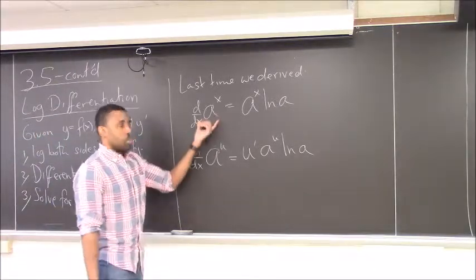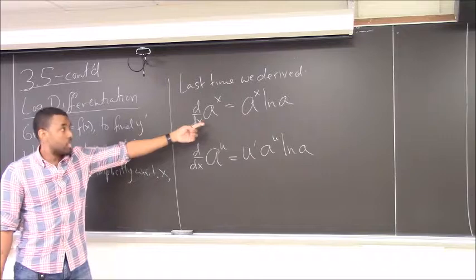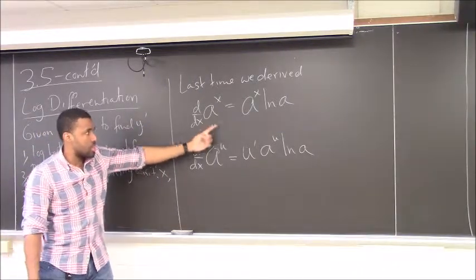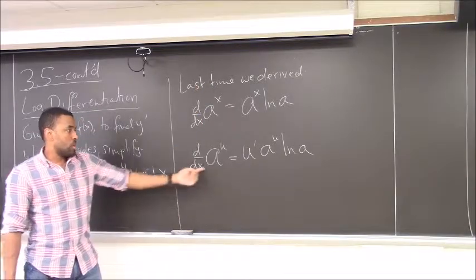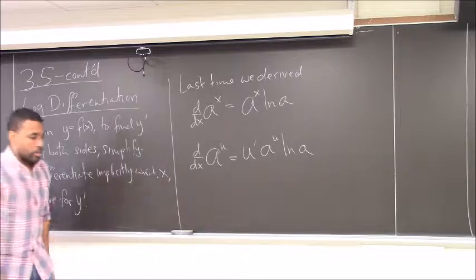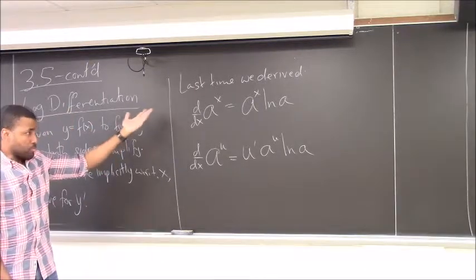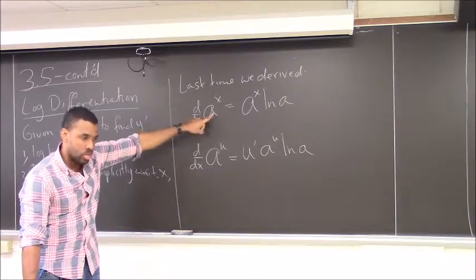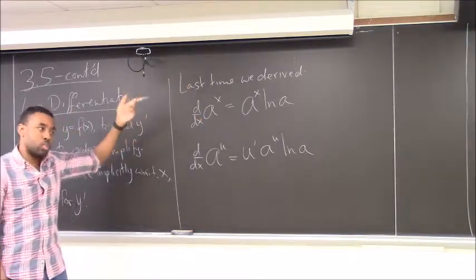And here the important thing for you to remember is that your a is a constant, the power is a variable. So this is a rule that you can apply when the base is a constant and the power is a variable, or the base is a constant and the power is a function. This is not the power rule. The power rule applies when the base is a variable and the power is a constant. They are switched on you.